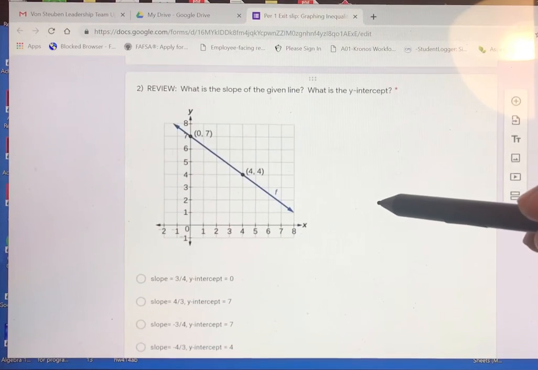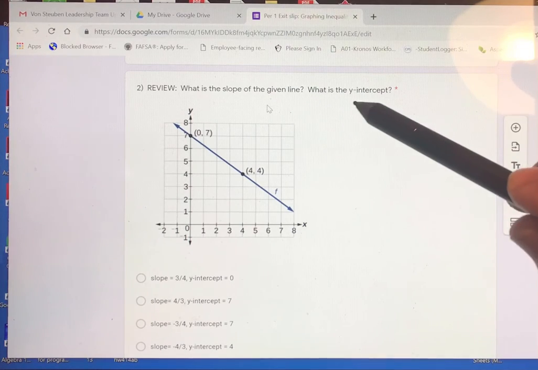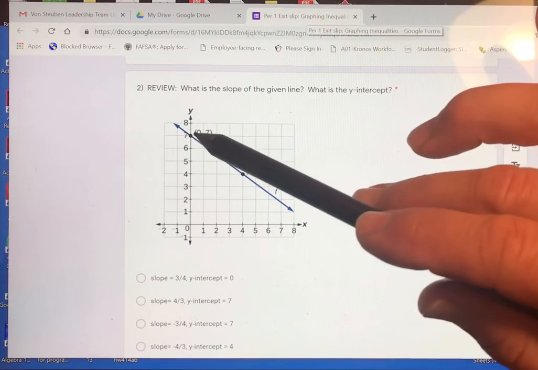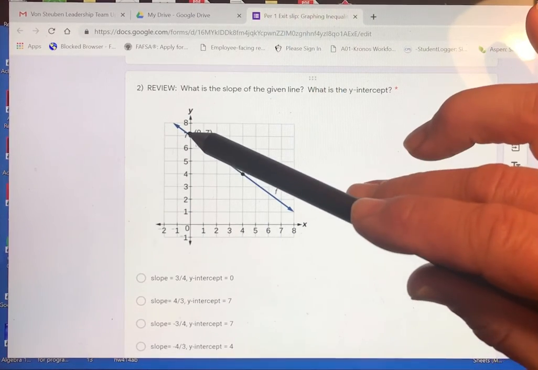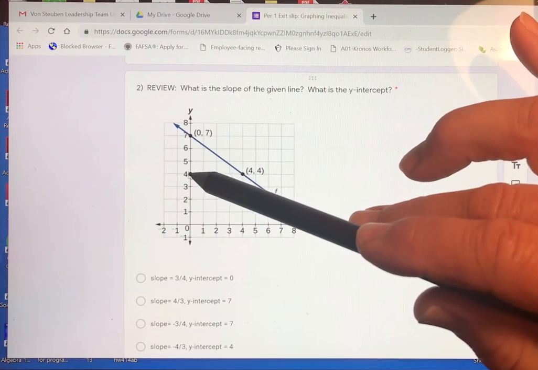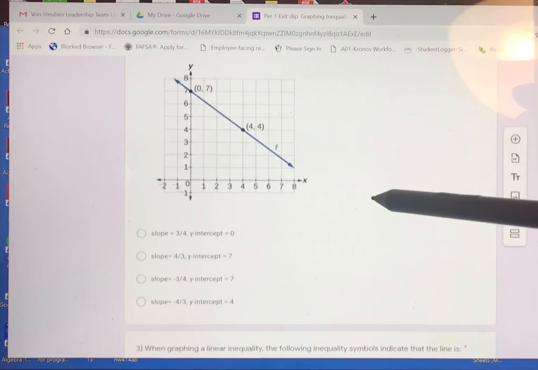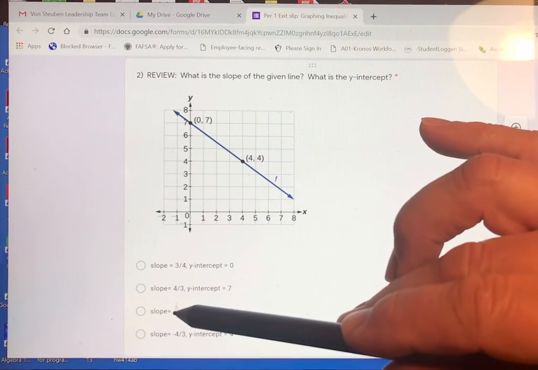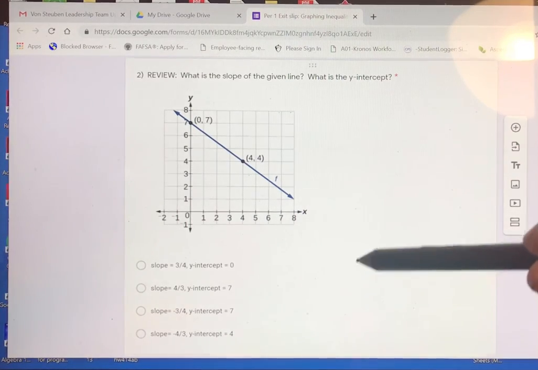In question number 2, we're asked to find the slope and the y-intercept of that line. Now the y-intercept is 7, and the slope is -3/4. So the correct answer here would be the third option. The slope is -3/4, and you have a y-intercept of 7.